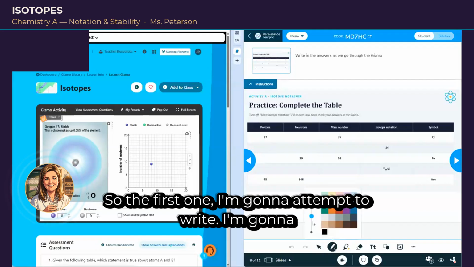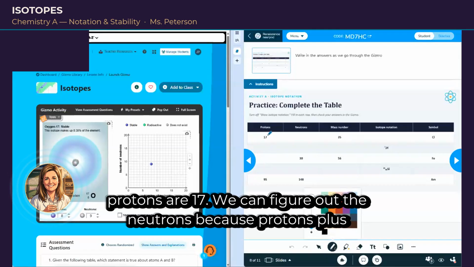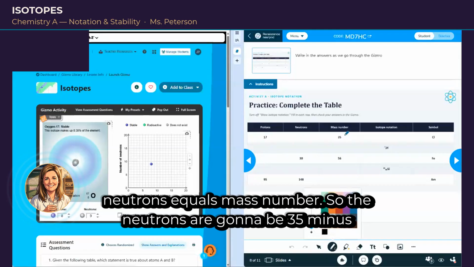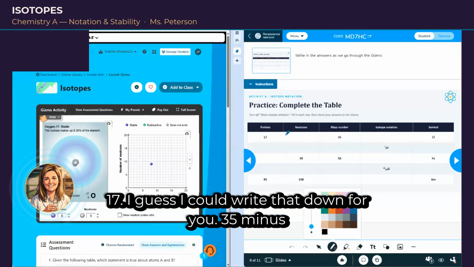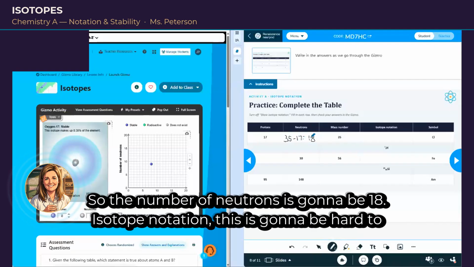I'm going to attempt to write. I'm going to make the crayon skinnier though. So the first one, the mass number is 35. The protons are 17. We can figure out the neutrons because protons plus neutrons equals mass number. So the neutrons are going to be 35 minus 17. I could write that down for you. 35 minus 17, which is, use your math skills, 18. So the number of neutrons is going to be 18.